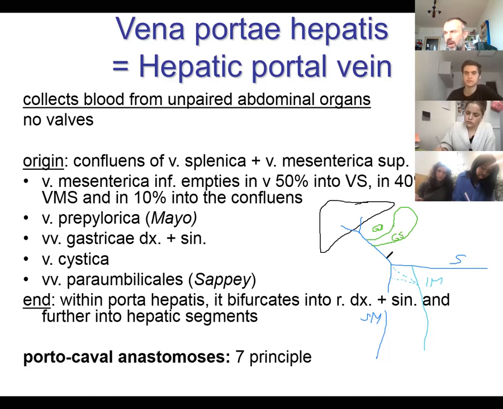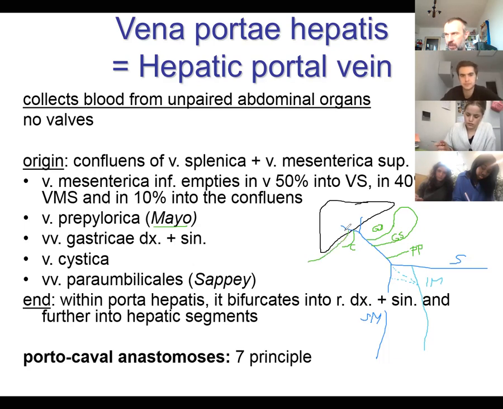Okay, then we have another one, which we call the pre-pyloric vein, the pre-pyloric vein of Mayo. Mayo is the founder of the Mayo Clinic, and he was an anatomist. Then we have a cystic vein. The cystic vein drains into the right branch of the hepatic portal vein.